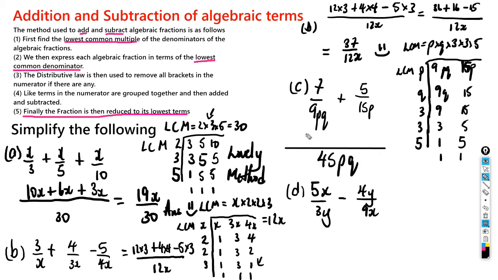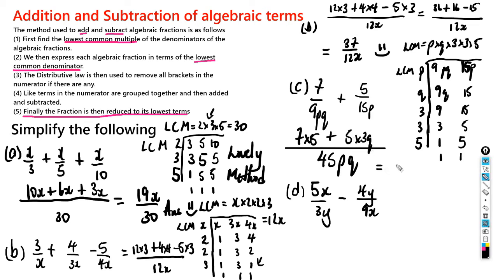PQ as a denominator. Then 9PQ goes into 45PQ 5 times, right? So I'm going to get 7 times 5 here. Plus 15P goes into 45PQ 3Q times, so I'm going to get 5 times 3Q.